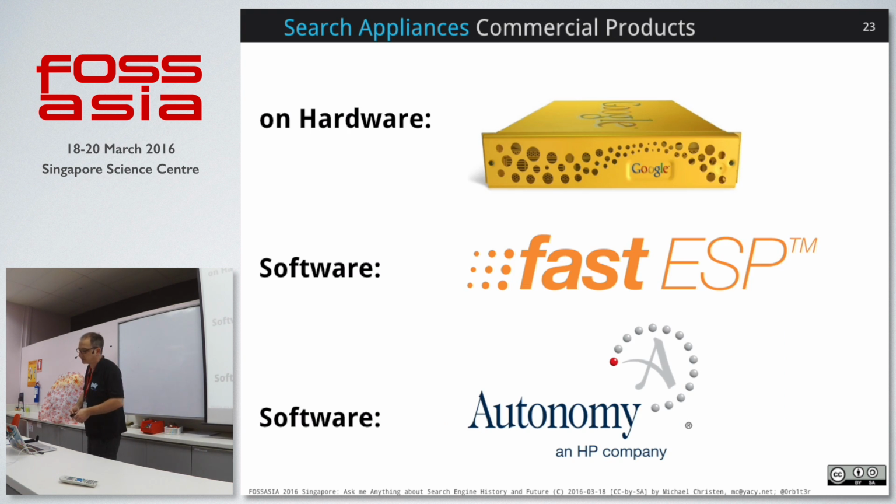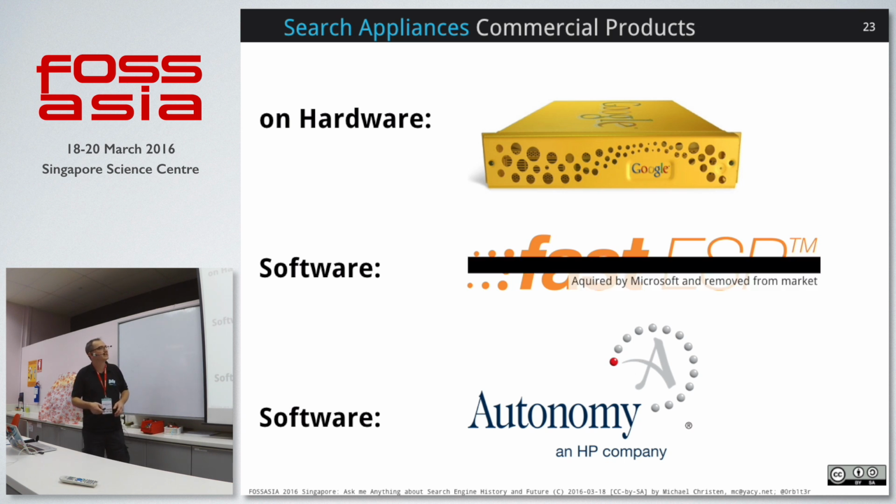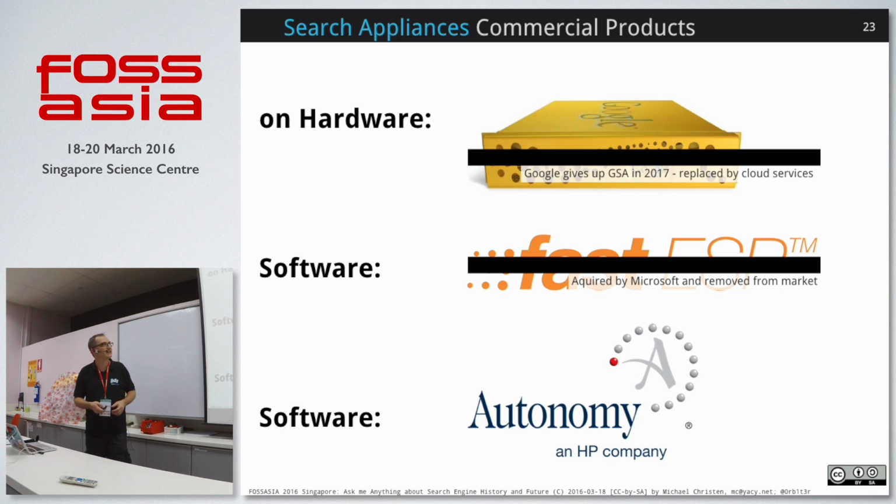Hardware is sold by Google. There had been a Google search appliance. There was a commercial appliance from a university startup, FastESP. But by now this is bought by Microsoft and destroyed, and Google stops selling or renting their Google search appliance and makes a cloud service out of it. So you cannot put it into your company anymore.